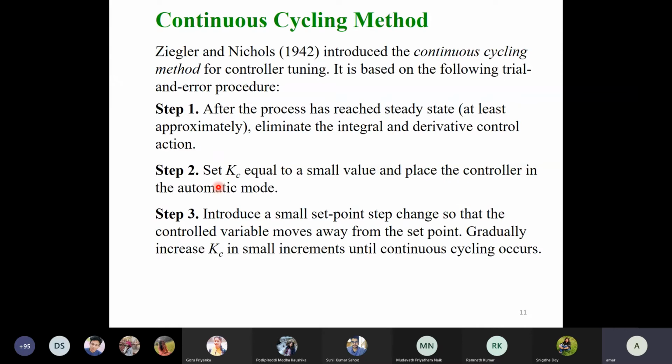Next, I will go to the continuous cycling method. The continuous cycling method was introduced by Ziegler-Nichols in 1942, and it was initially based on a trial and error procedure on a process plant where a control system is already implemented. So what he did is, after the process reached a steady state, he eliminated the integral and derivative actions from the controller, then changed the Kc to a small value and placed the controller in automatic mode.